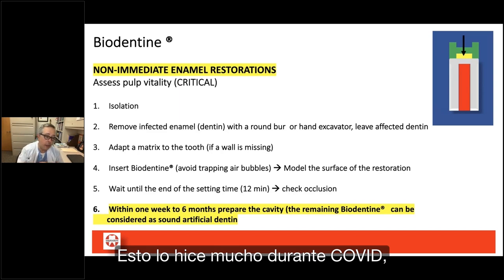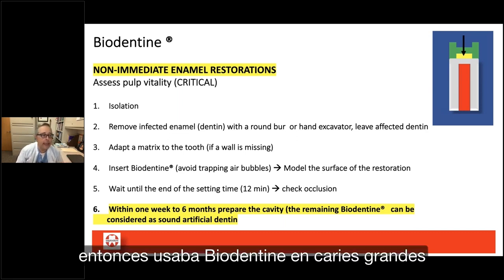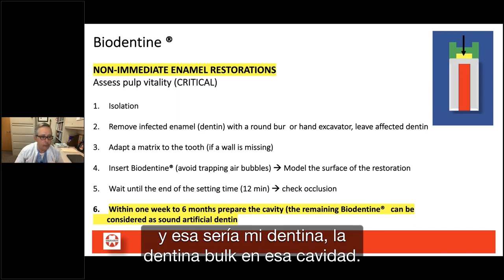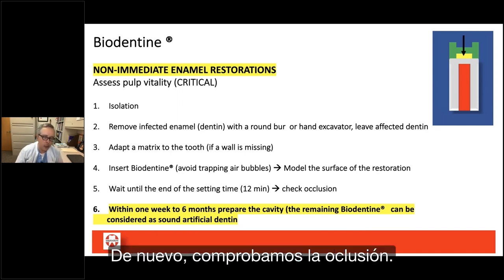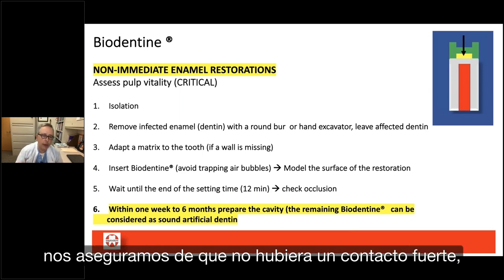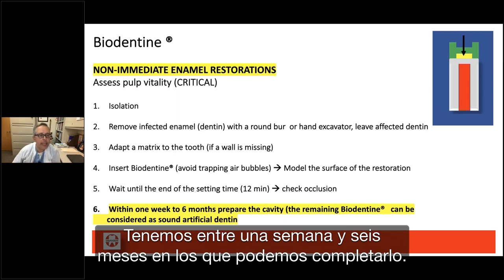I did a lot of this during COVID, which is, I will use Biodentine. At that time, I didn't have Biodentine XP, so I will use Biodentine in big cavities, and that will be my dentin, my bulk dentin into that cavity. And I will kind of model the surface of the restoration, wait until the end of the setting time. Again, we check occlusion. We use articulating paper, make sure there is no hard contact, and then we tell the patient, that's it. Within 1 week, up to 6 months, we can complete that.